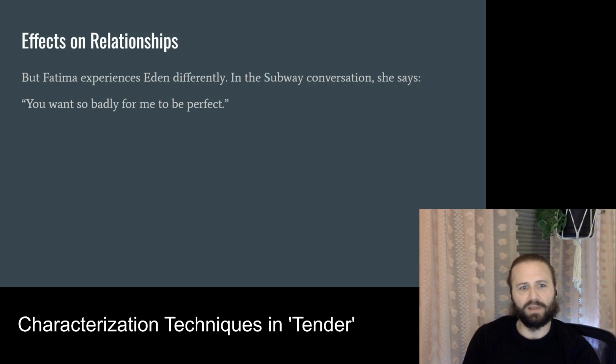For example, in the subway conversation towards the end of the story, Fatima says directly to Eden, "You want so badly for me to be perfect." Think about what this means, everyone. It says a lot about the two characters in the story if you focus on this subway scene.